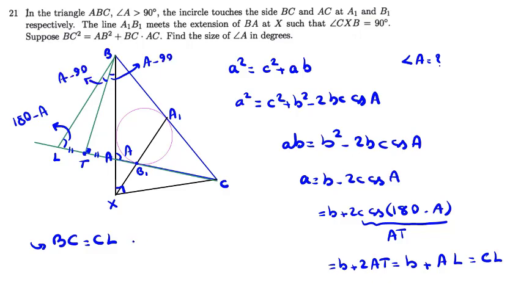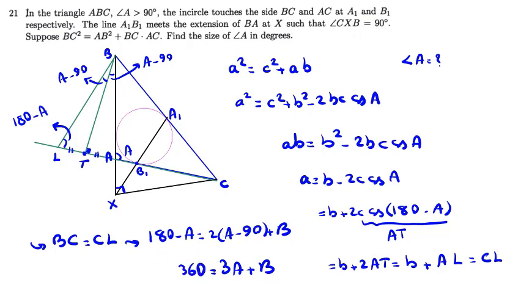So BC equals CL, so the whole angle here equals this angle. So we can conclude 180 minus A equals 2 times (A minus 90) plus B. Let's simplify: 180 minus A, 2A and plus A gives 3A plus B minus 2 times 90. Taking it to the left hand side, plus 180 plus 180 will be 360 degrees.